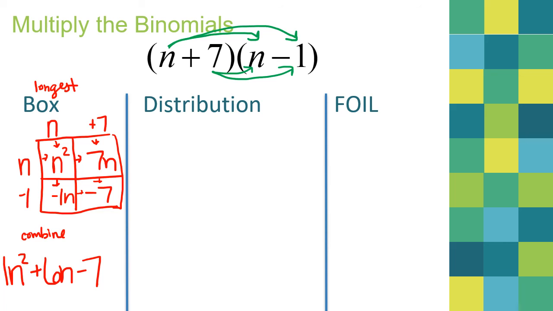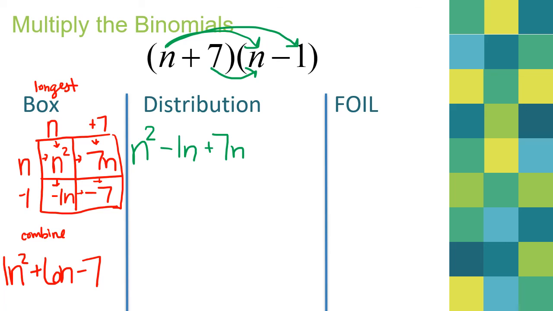So let's take a look here at the first monomial that I would distribute. n times n is n squared. n times negative 1 is negative 1n. Watch your signs. All right, that takes care of the n. We distributed it to everything. Now let's look at the 7. Positive 7 times n is positive 7n. Positive 7 times negative 1 is negative 7.